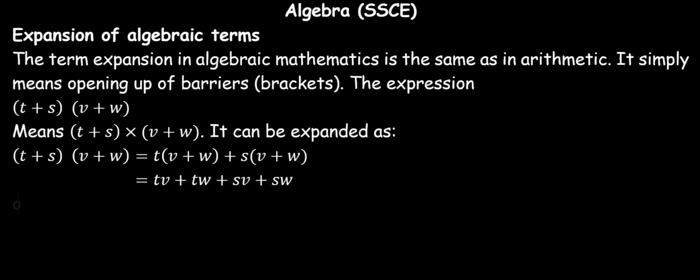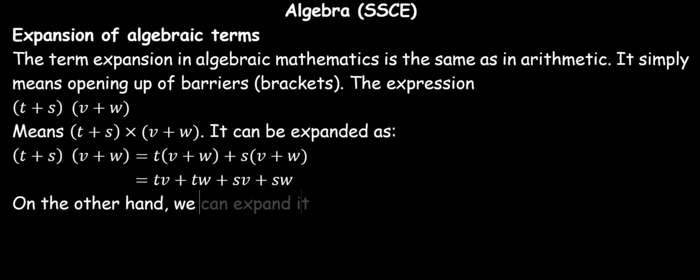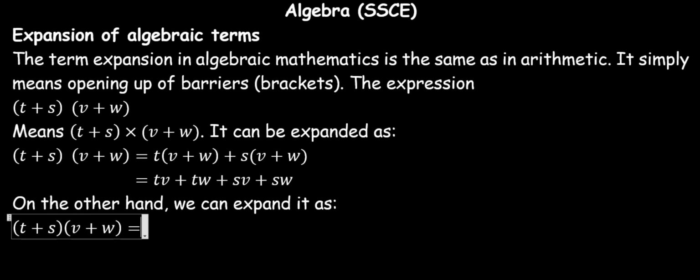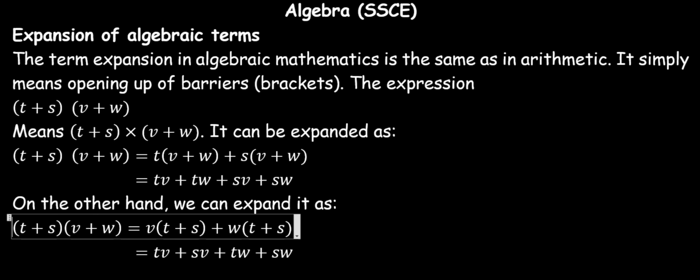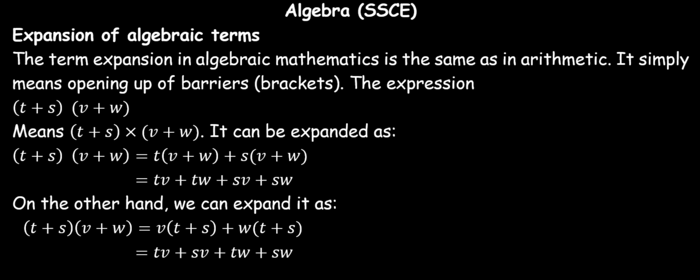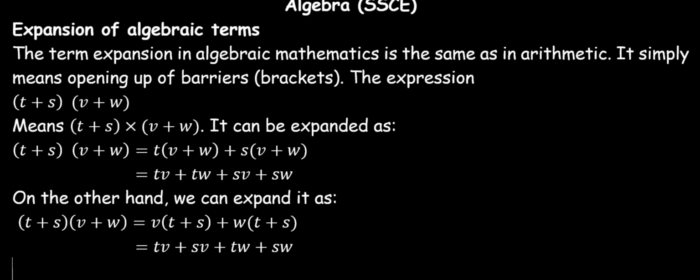On the other hand, we can expand it as (t + s)(v + w). Then we take v(t + s) plus w(t + s). And when we open it up, we have tv + sv + tw + sw. That gives us the same result.